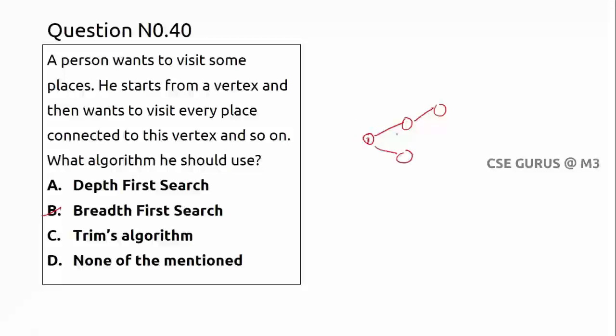Let us suppose this is 1, 2, 3, 4, this is 5, this is 6, here let us suppose 7, and here you have like this. If I start from 1, I have to visit 2, 3, 7 at a time. That is breadth first search. But if you go for depth first search, you have to select any one among these three. That is the difference between depth first and breadth first. For this question, the answer is option B.